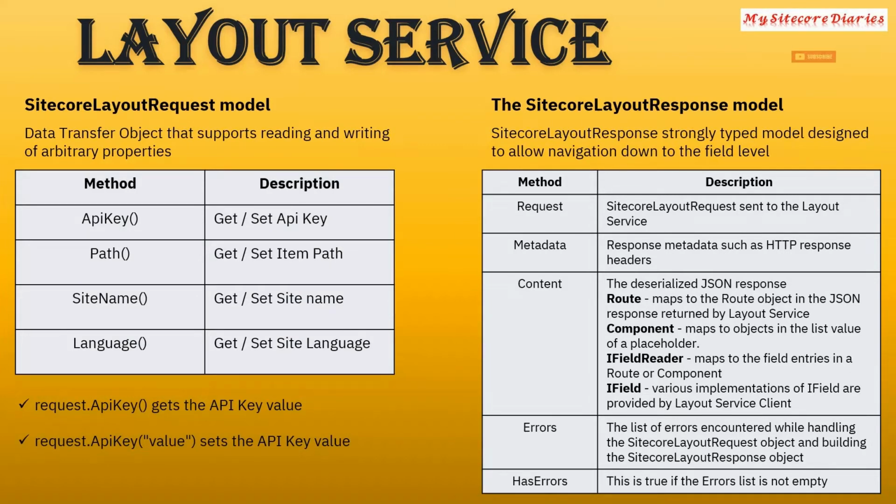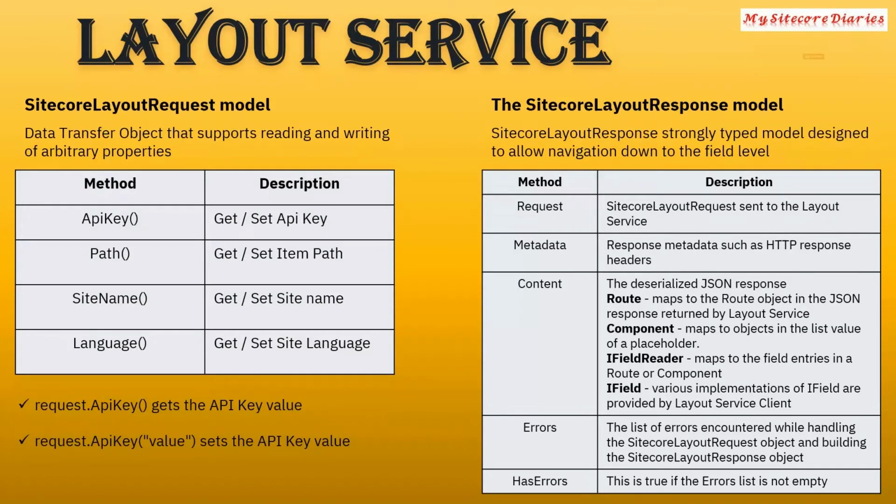Okay, so this is an important thing. Content will contain the deserialized JSON response, which uses types like route and component. Route maps to the route object in the JSON response returned by the layout service. And the component maps to the object in the list value of a placeholder. So these are the two types, and inside these types you have an IFieldRenderer, which maps the actual field entries in the route as well as the component.